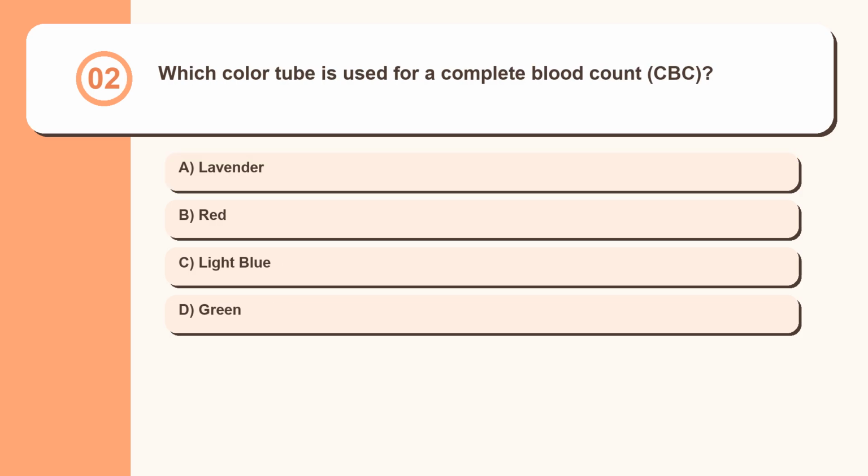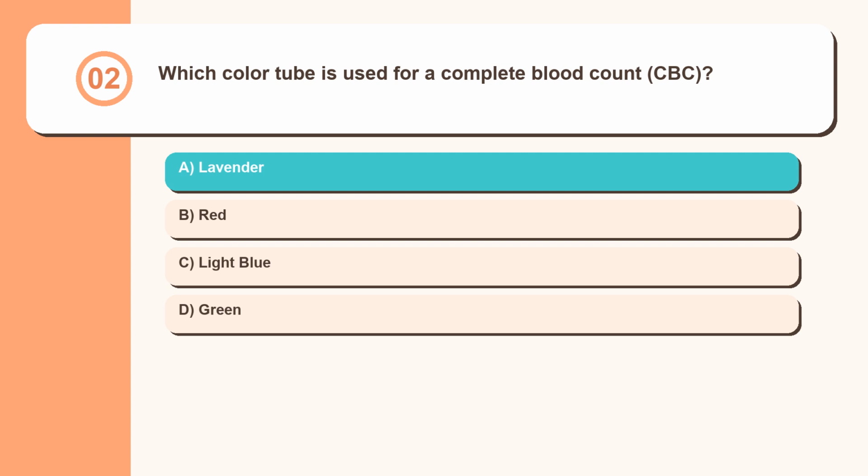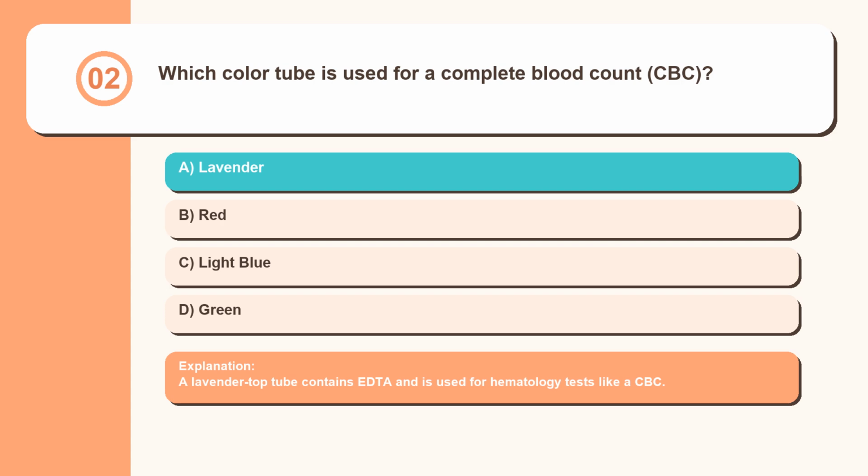Question 2. Which color tube is used for a complete blood count, CBC? Lavender, red, light blue, green. A lavender top tube contains EDTA and is used for hematology tests like a CBC.